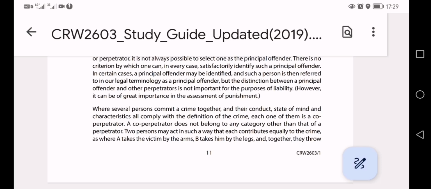In certain cases, a principal offender may be defined, and such a person is then referred to in our legal terminology as a principal offender. But the distinction between the principal offender and other perpetrators is not important for the purpose of liability. However, it can be of great importance in the assessment of punishment.